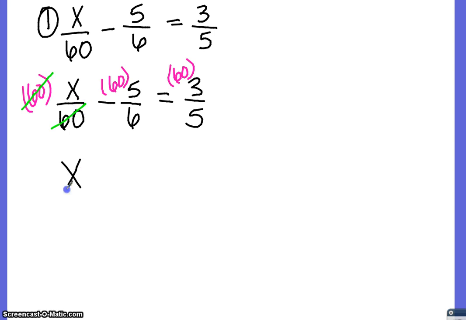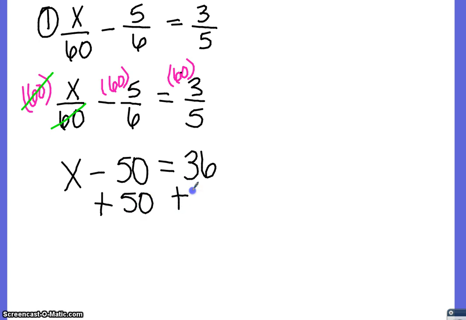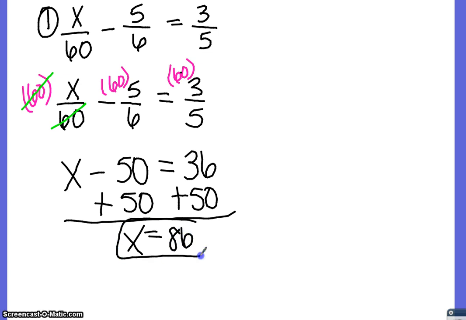So what I'm going to end up with is x minus, and 60 divided by 6 is 10, and 10 times 5 is going to give me 50. And then 60 divided by 5 gives me 12, and 12 times 3 gives me 36. By multiplying those out, I end up with just a simple equation. In order to get x by itself, I'm going to add 50 to both sides. And so what I end up with is x equals 86. Okay, so what you're going to do is find 86 on the right-hand column and write the word under number 1.